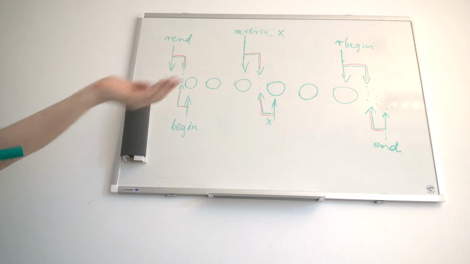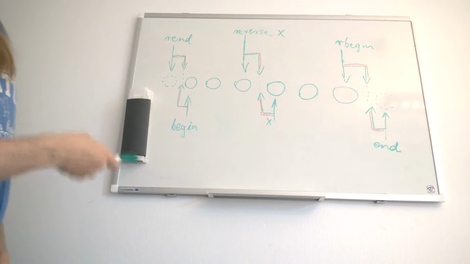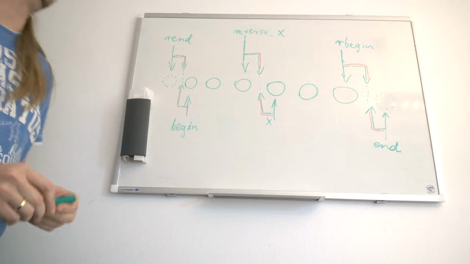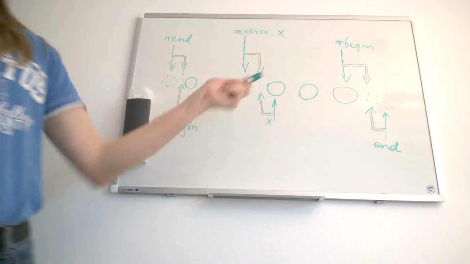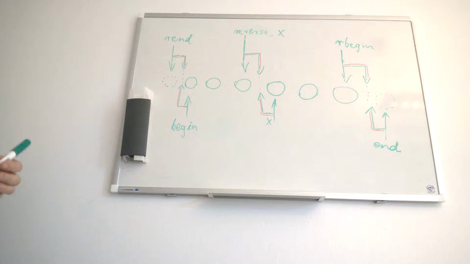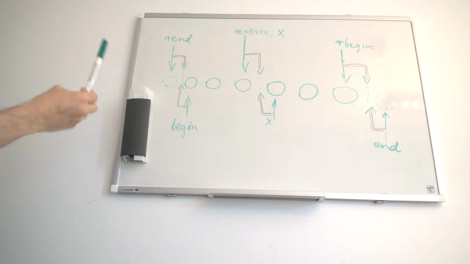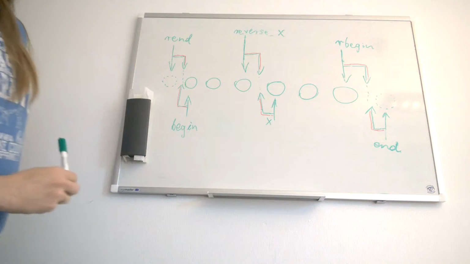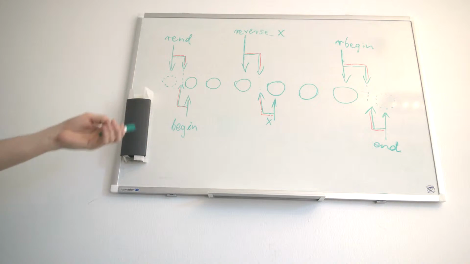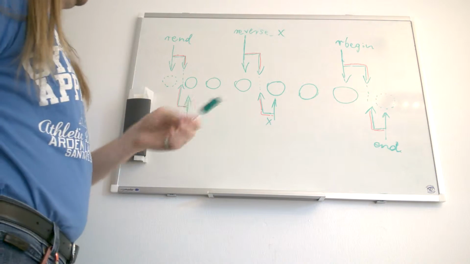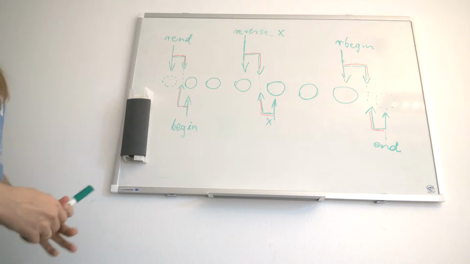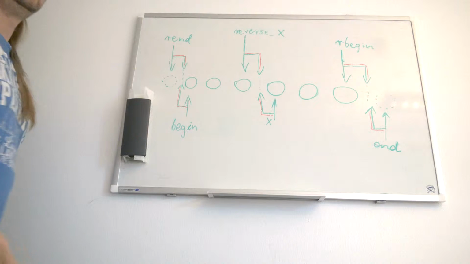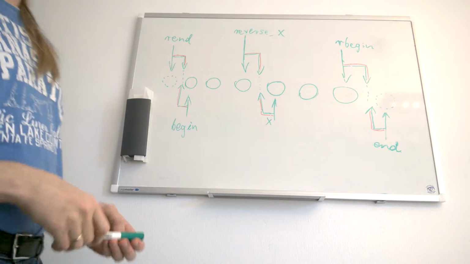So here we have an example container. It doesn't really matter what type of container it is. We have 6 elements here, and we can take the beginning and the end of the iterator so that we can embrace the whole container, and we can move throughout the whole container, reaching every element.